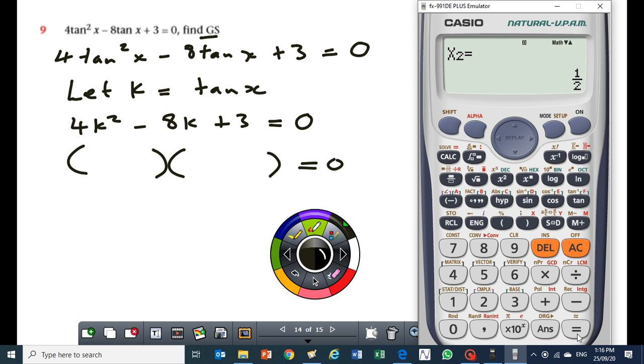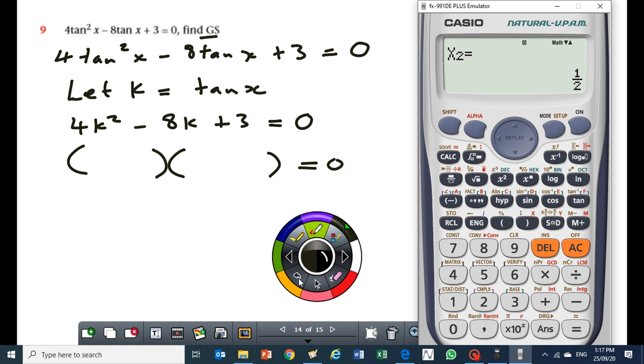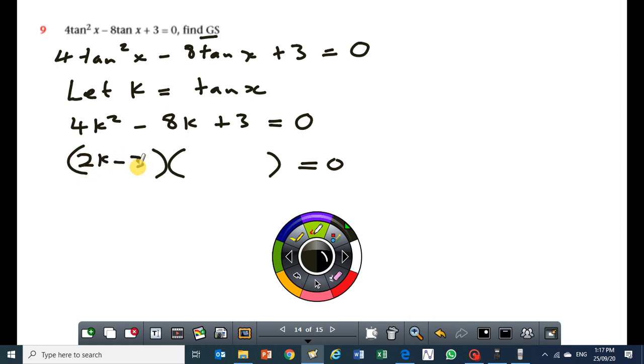Check this. You take this 3 to the left, that's your first factor. It becomes 2k minus 3 equal to 0. And here you take the 1 to the left, you get 2k minus 1 equal to 0. This is your binomial factor, that's your binomial factor. Then you put 2k minus 3, and then you put 2k minus 1. Then you're done.